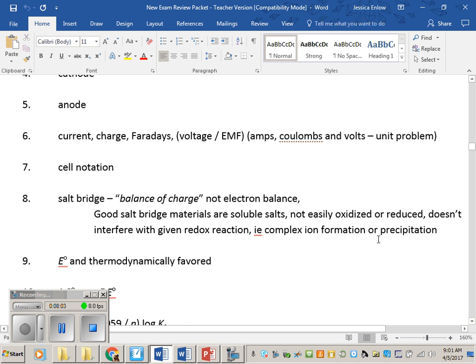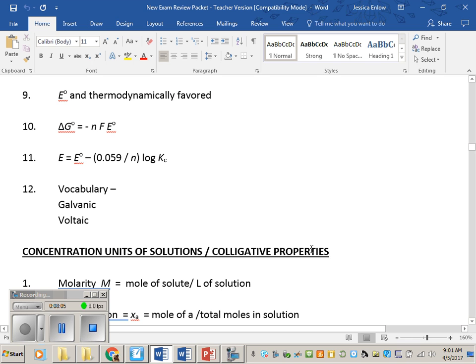Yeah, I'm feeling pretty good about electrochem. Do you remember NEPI? N stands for moles of electrons from that given reaction. F is Faraday's constant, and then E is volts from E cell.